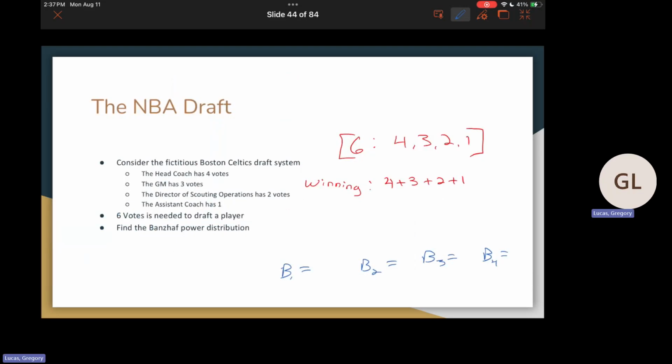Okay, so we're going to stop here for today. That will be our last lesson on voting. And then the next time we're going to move on to our graph theory section.